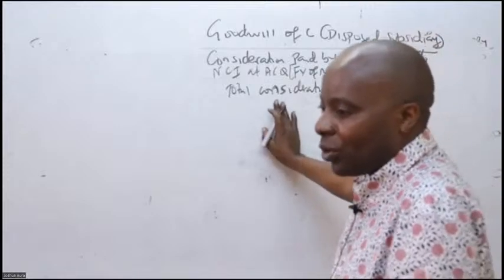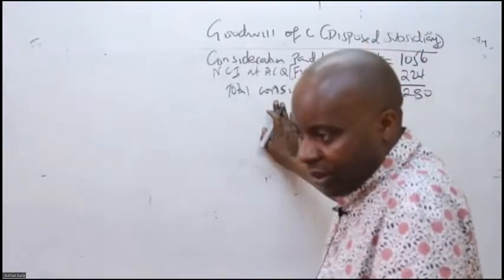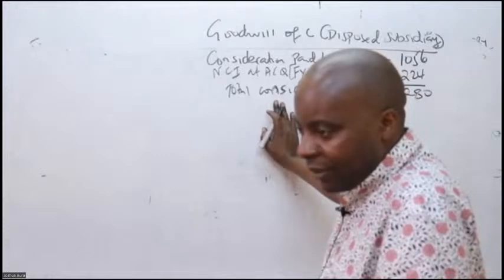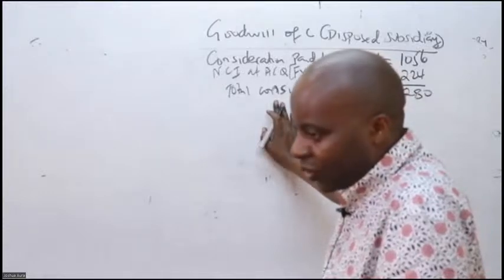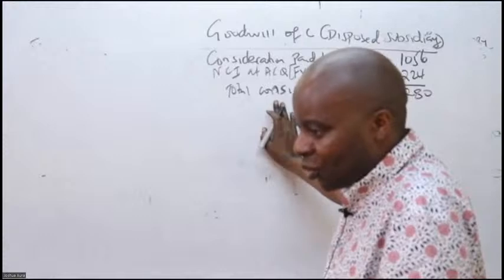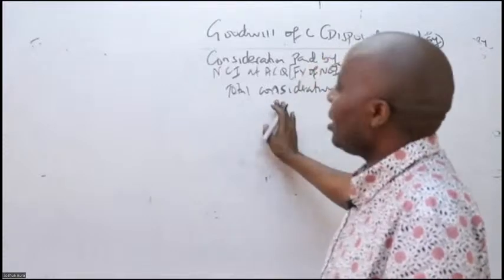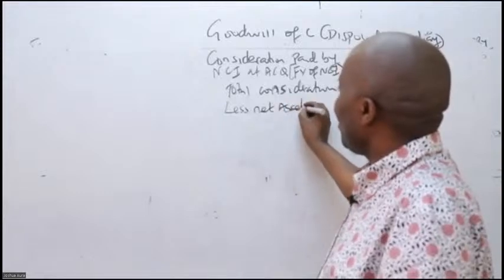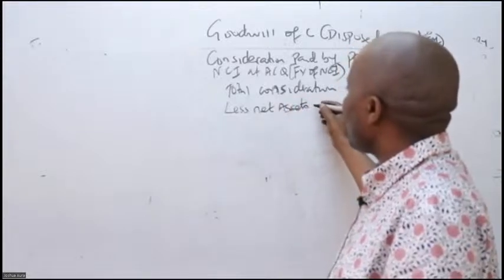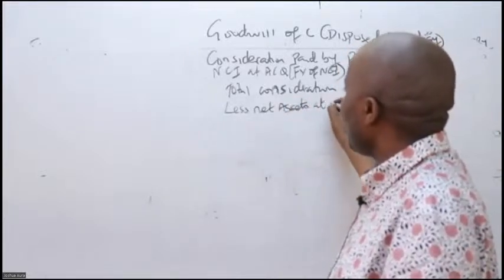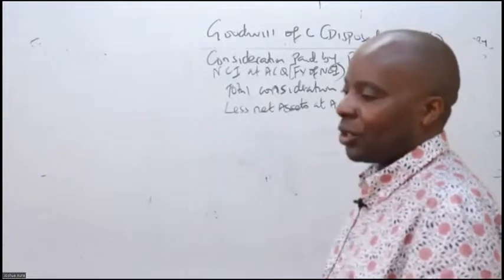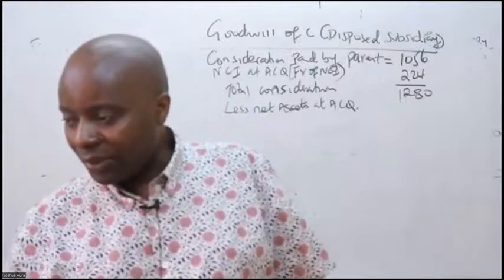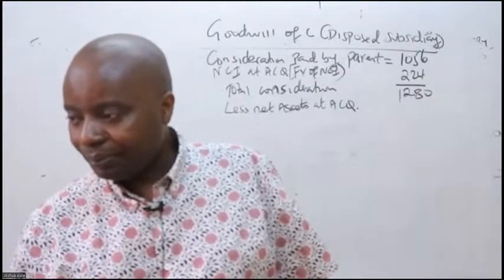So then, what do we deduct here to be able to get goodwill? Impairment, we haven't reached there yet, but thank you very much because I can see you're really struggling to understand this. Net assets, yes. You less net assets of the subsidiary at acquisition.